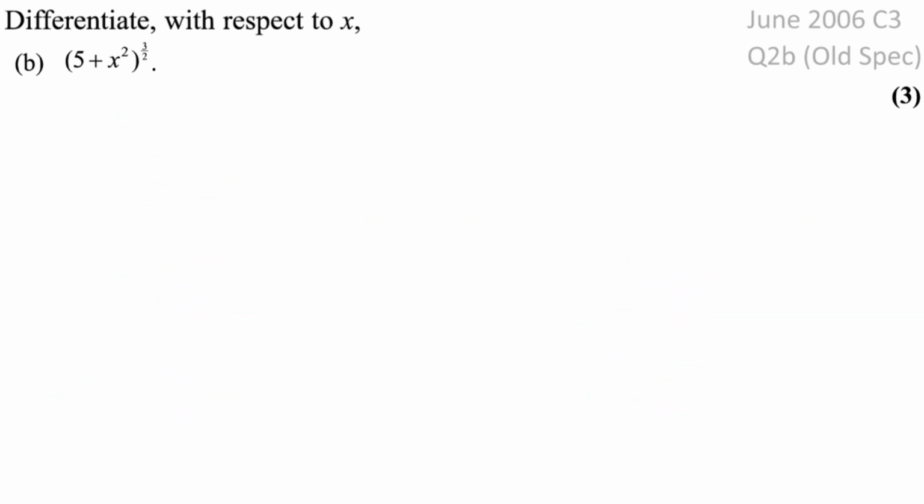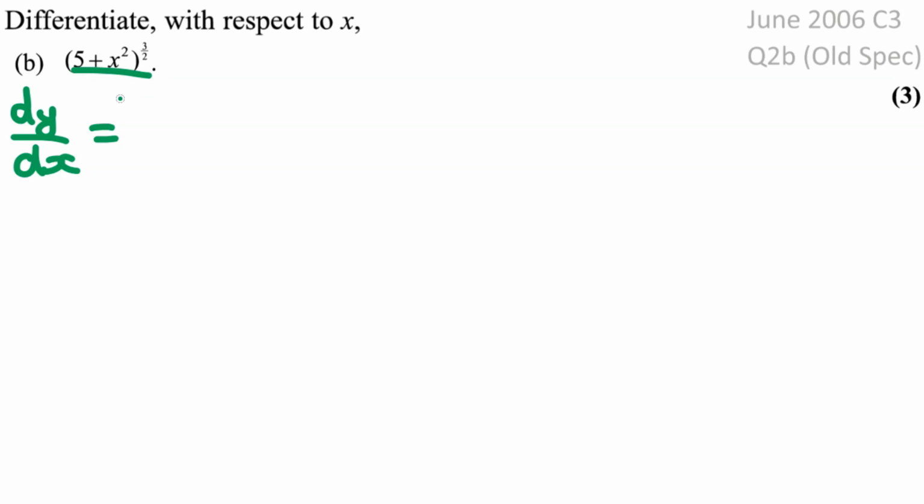So for the rest of this video, I'm going to go through past exam questions to do with the chain rule. So for this one here, we need to differentiate with respect to x 5 plus x squared to the power of 3 over 2. So dy over dx is equal to, so we need to use the chain rule for this, with the inner function being 5 plus x squared and the outer function being this power of 3 over 2.